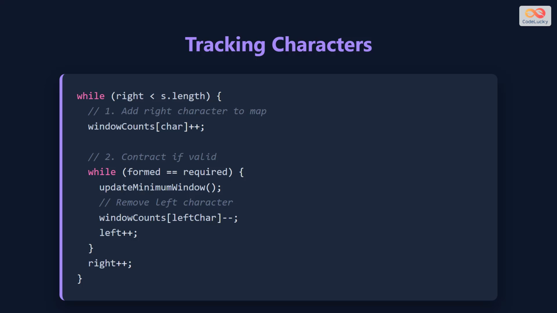In code, we use a hash map or an array to keep track of character counts. We increment counts as the right pointer moves. Inside a while loop, we check if the window is valid. If it is, we update our minimum result and then decrement counts as we move the left pointer forward to shrink the window.